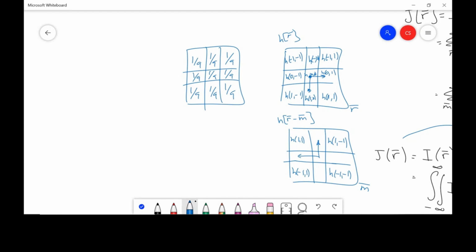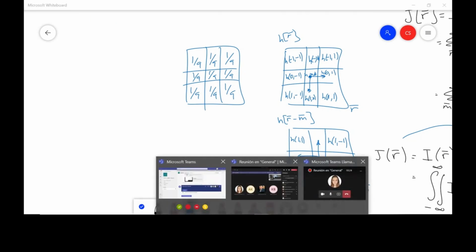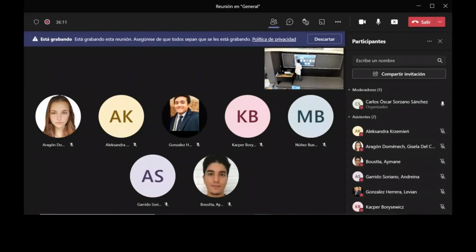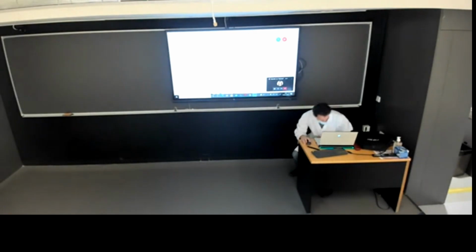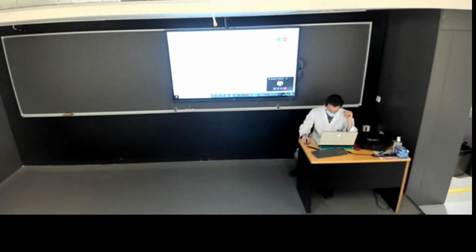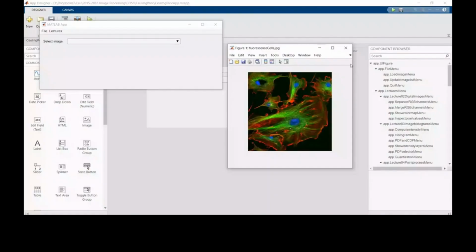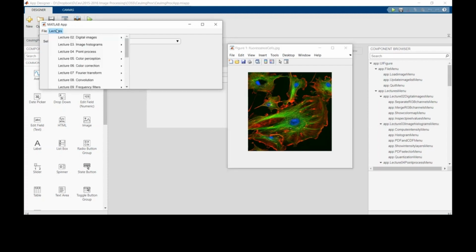So let's stop sharing here. I will stop sharing my computer. We have to go here to this window. Okay, a little bit bigger. Let us see that process.